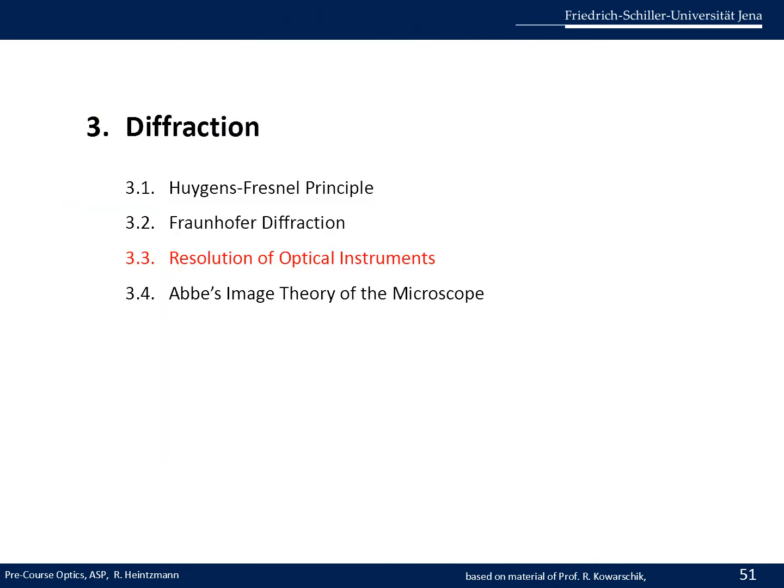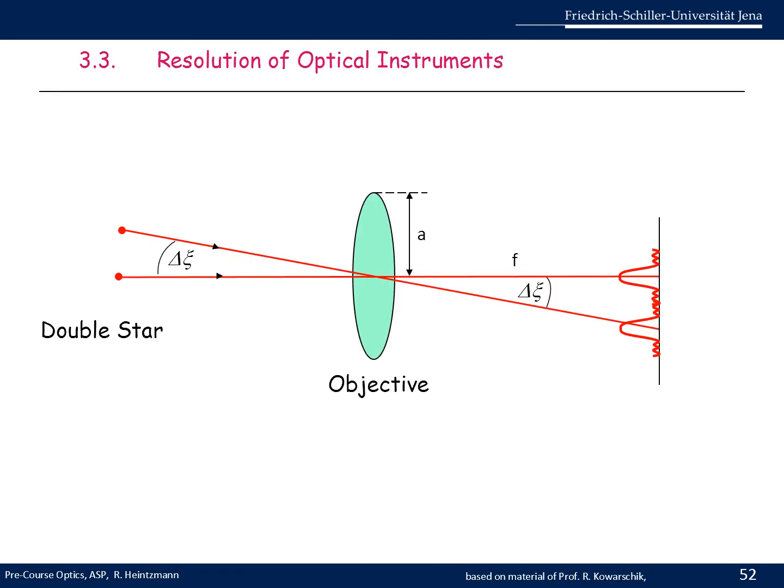So let's now look at resolution of optical instruments. So what is resolution? Well, if an object is very, very far away, for example, a double star, and we are looking at it with a lens, so we form an image of the collimated light in the focal plane, then we can call these resolved if we are able to see these two maxima. That is one way of defining resolution.